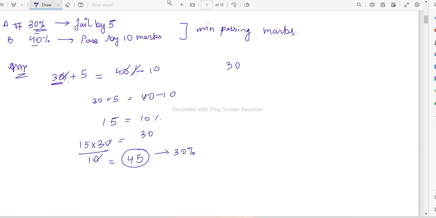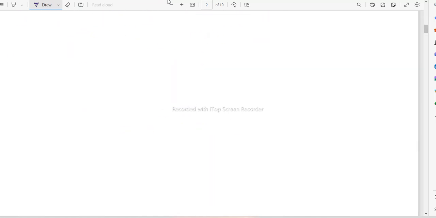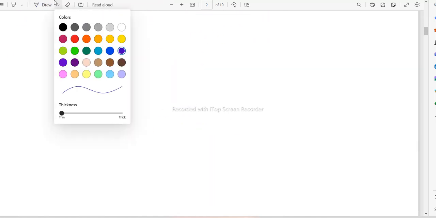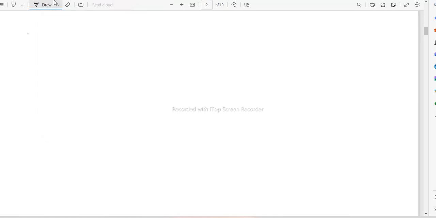Now if this person would have got 5 marks more, then he would have passed the exam. That means if I add 5 to it, then I'll be getting 50, which is the passing marks. So this is your answer. I'm doing everything in a very, very proper way so that you are able to understand everything.